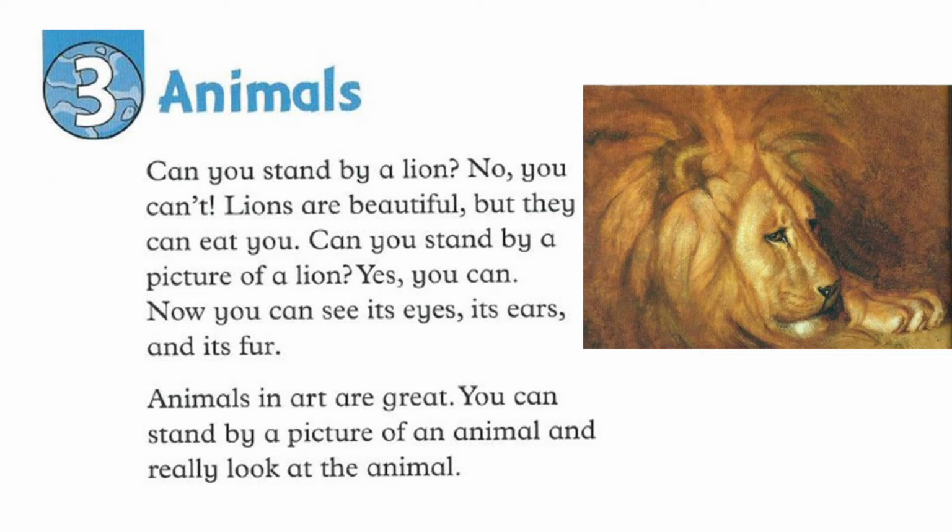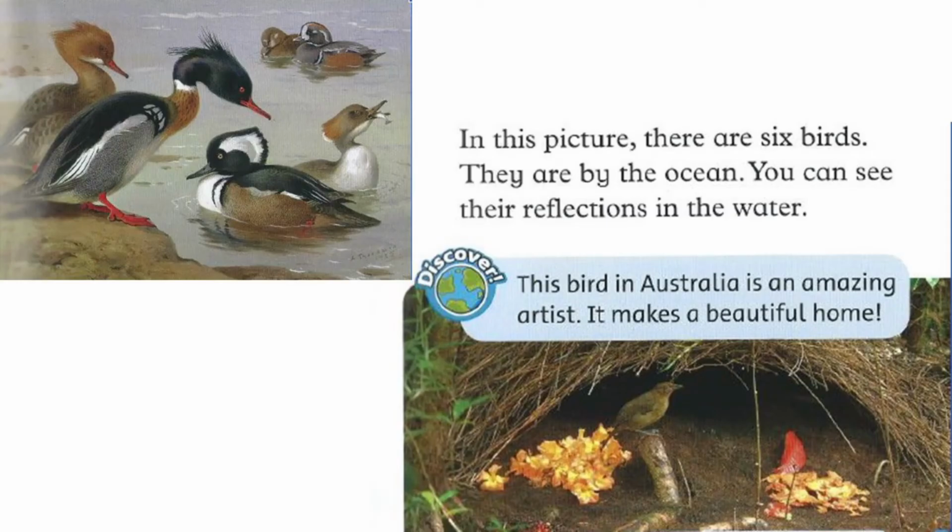Animals in art are great. You can stand by a picture of an animal and really look at the animal. In this picture, there are 6 birds. They are by the ocean. You can see their reflections in the water. Discover! This bird in Australia is an amazing artist. It makes a beautiful home.